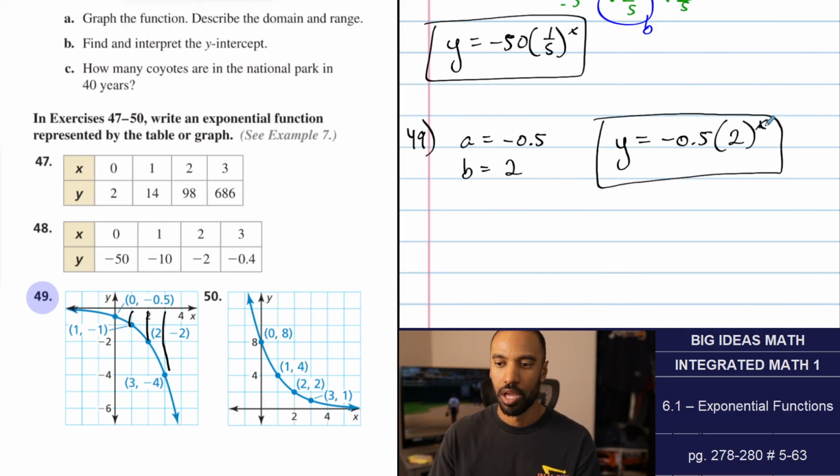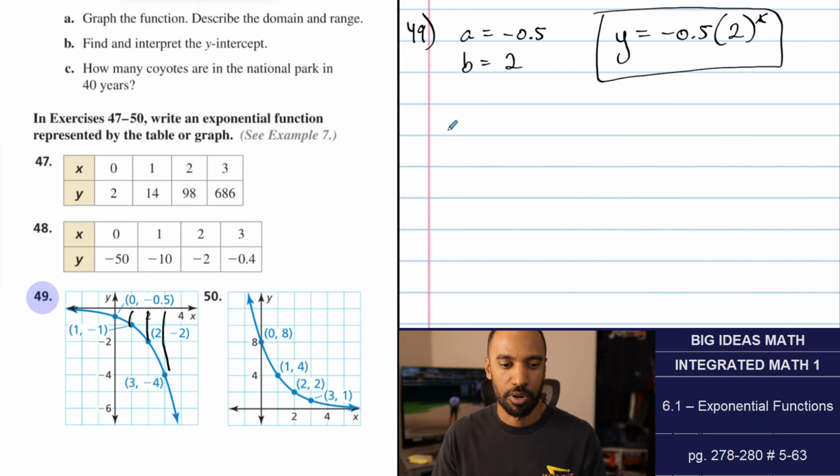Negative exponential growth with a y-intercept of negative 0.5. And then number 50, you have a y-intercept of 8. That'll be our a value on 50.